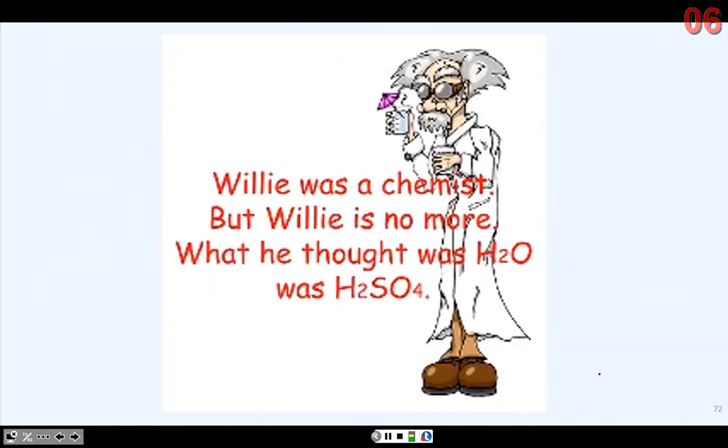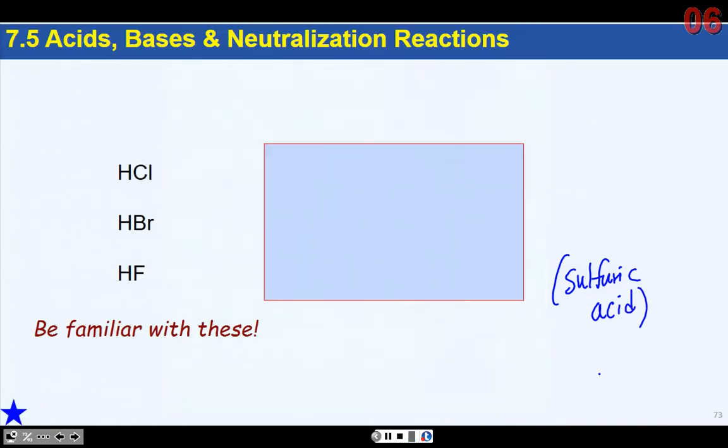And so if you can't remember the formula for H2SO4, Willie was a chemist, but Willie is no more. What he thought was H2O was H2SO4. What is H2SO4? It is sulfuric acid. We hope Willie was only fictitious because one would not want to use that incorrectly.